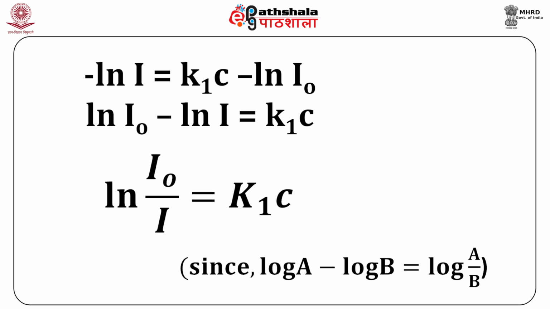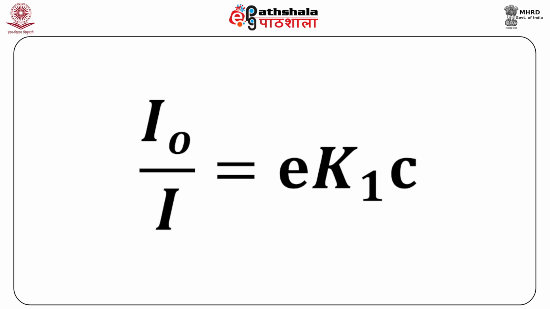ln I₀ minus ln I will now be equal to K1C. Since log A minus log B is equal to log A by B, the equation now changes to ln I₀ by I should be equal to K1C. Removing the natural logarithm, we get I₀ by I should be equal to e raised to the power K1C.